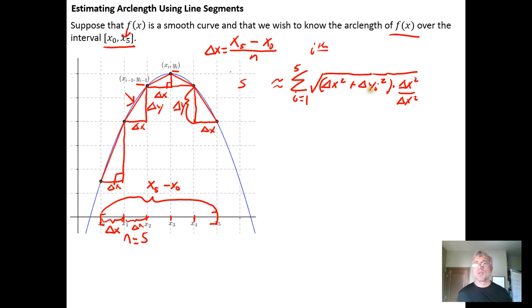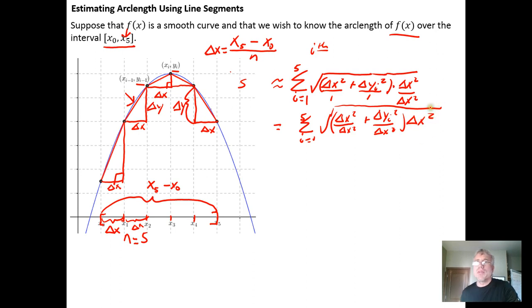And then once we do this, we could distribute the delta x squared in the denominator position into the parentheses. And so that would give us the sum from i equals 1 to 5 of the square root. And we would have delta x squared over, in the parentheses, delta x squared, distributing this into the parentheses, plus we would have delta y sub i squared over delta x squared. And we could leave the 1 in the numerator position outside the parentheses.